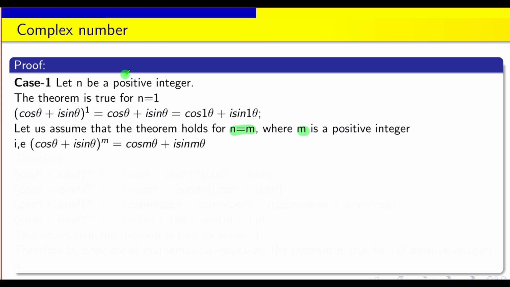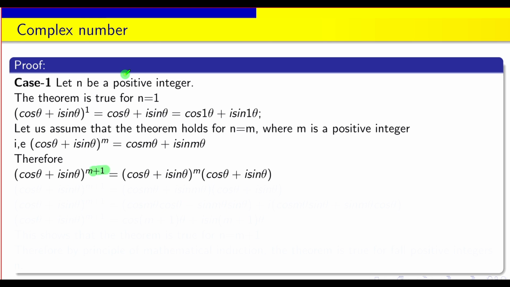(cos theta plus i sin theta) to the power m is equal to cos m theta plus i sin m theta. This is our assumption. Now we have to prove that the theorem is also true for m plus 1. Then by the principle of mathematical induction, the theorem is true for all positive integers n. Therefore, (cos theta plus i sin theta) to the power m plus 1 can be written as (cos theta plus i sin theta) to the power m into (cos theta plus i sin theta).